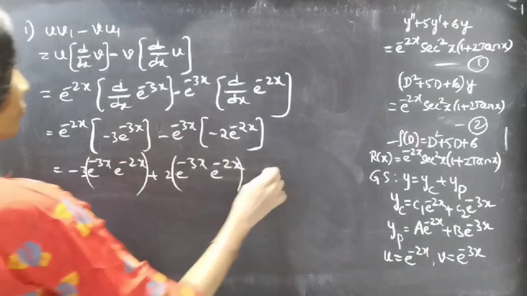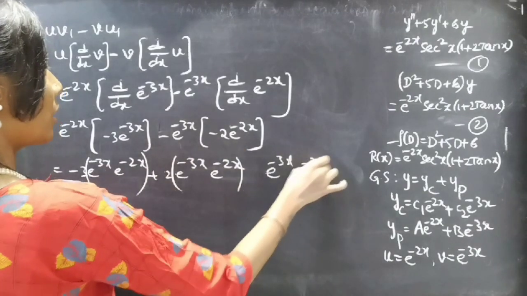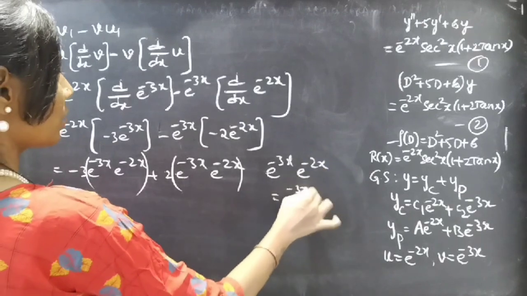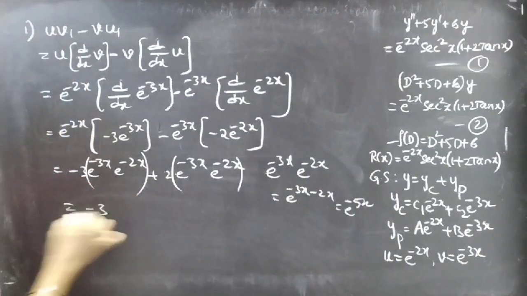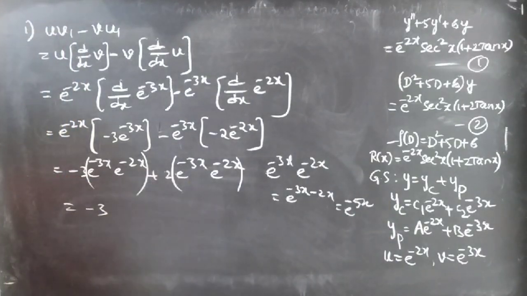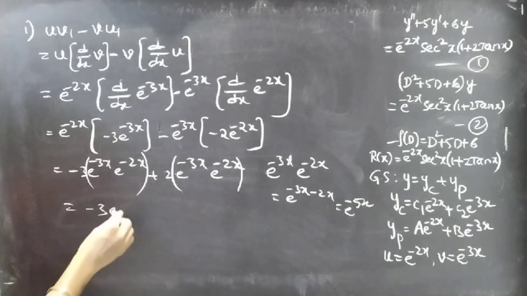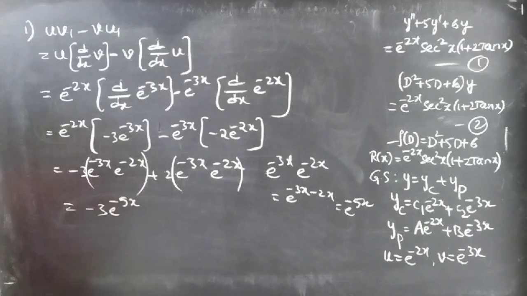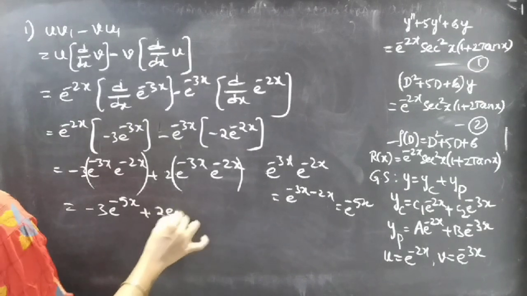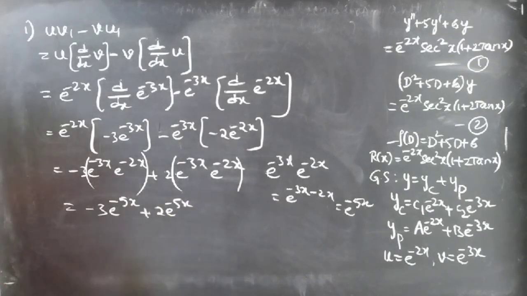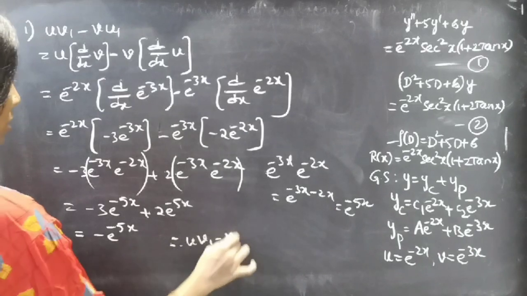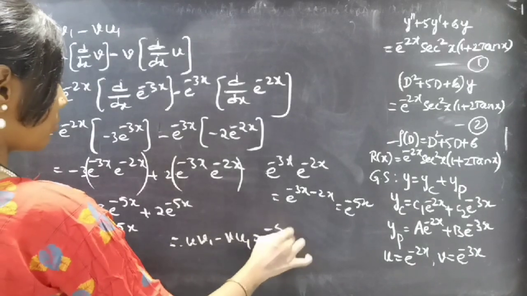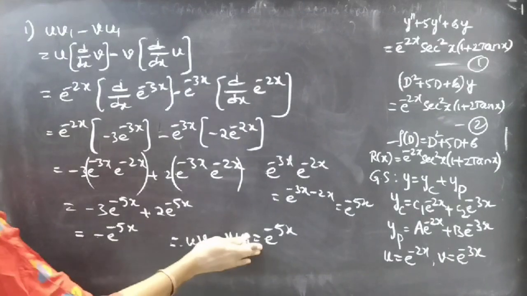Since we know that e power minus 3x into e power minus 2x equals e power minus 3x minus 2x, which is e power minus 5x, just replace e power minus 3x into e power minus 2x with e power minus 5x, so that you'll get minus 3 e power minus 5x plus 2 e power minus 5x. Minus 3 e power minus 5x plus 2 e power minus 5x gives minus e power minus 5x. Therefore, u v1 minus v u1 equals minus e power minus 5x.